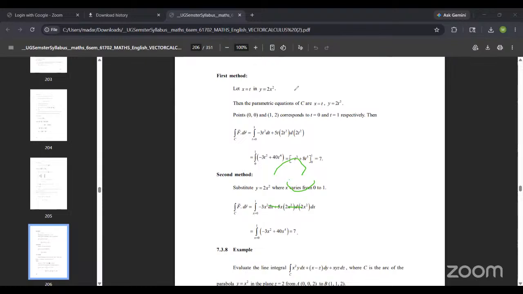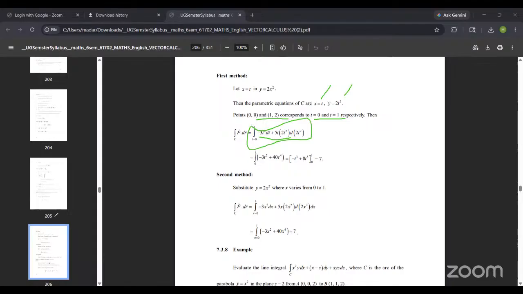That x equal to t and y equal to 2x squared. So the parameter equations of the curve become x equal to t, y equal to 2t squared. Here t varies from 0,0 to 1,2. Then the limits become 0 to 1. Then f dot dr is minus 3t squared dt; in place of x we have to substitute t, and in place of y we have to substitute 2t squared. So the total function is changing into t.